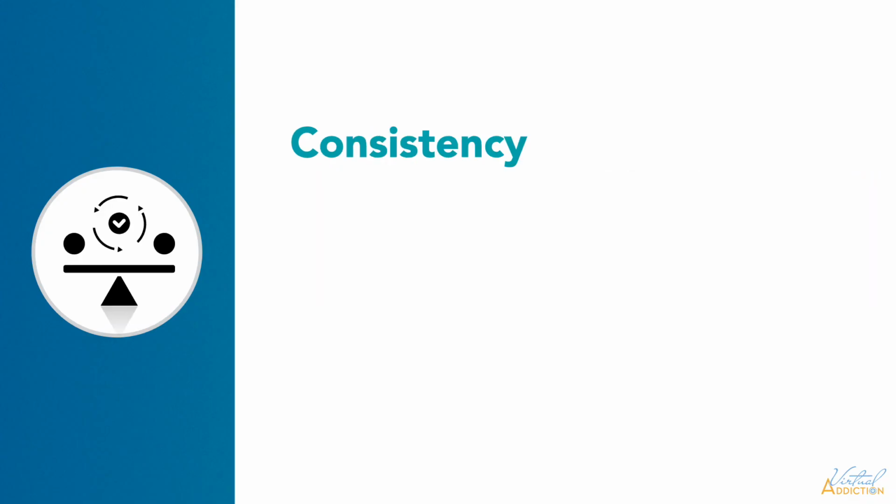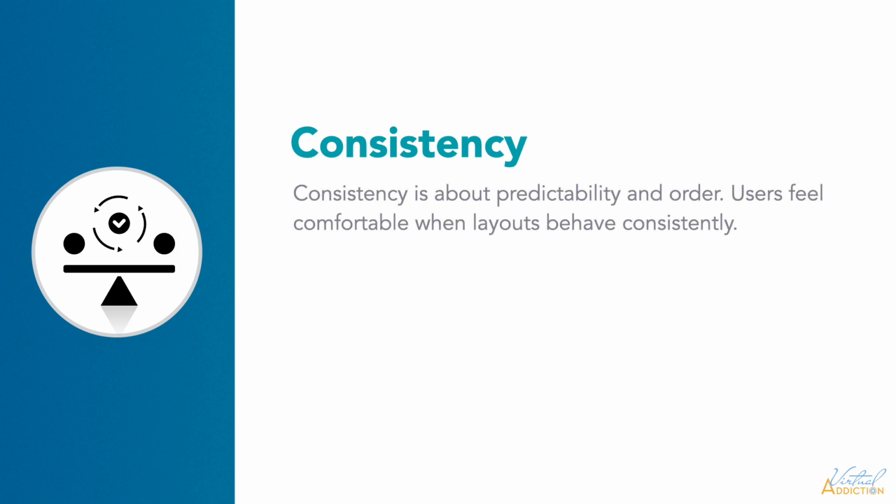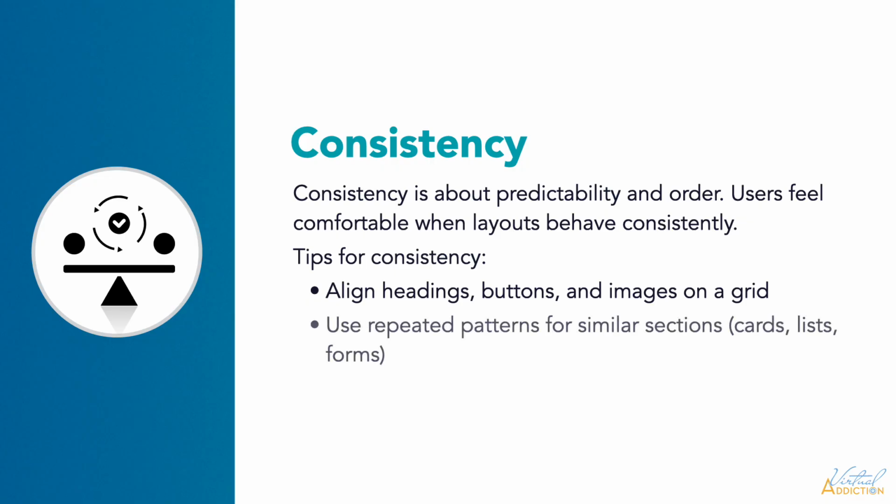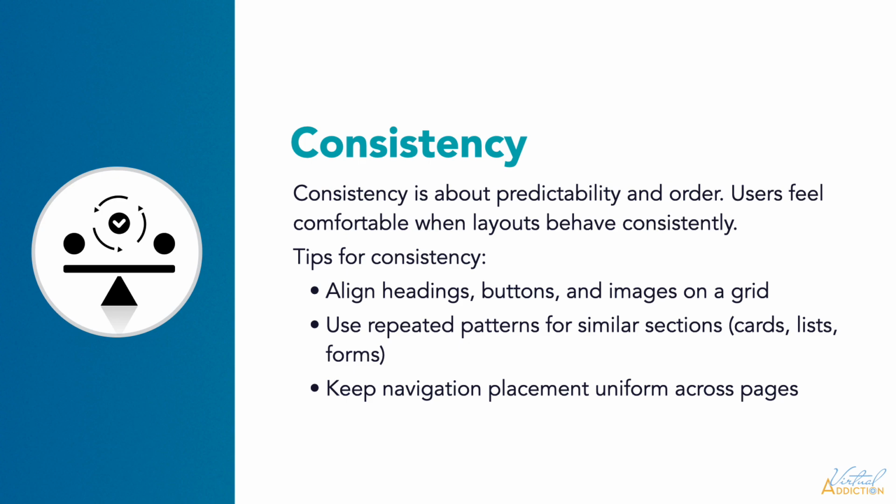The third principle is consistency. Consistency is about predictability and order. Users feel more comfortable when layouts behave the same way across a page or across a website. Tips for consistency are: align headings, buttons, and images on a grid. Use repeated patterns for similar sections, things like cards, lists, or forms. And keep navigation placement uniform across all pages.